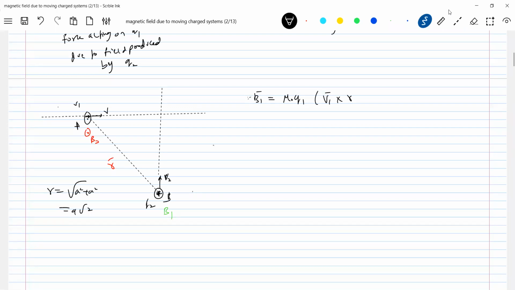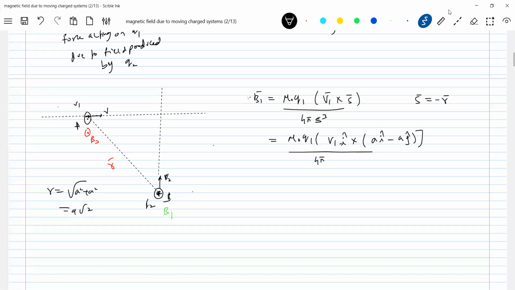This was earlier we defined R cap, no? So you define that as bar. Later on we'll change the symbol. 4 pi S cube. What is S bar? S bar should be minus of R bar. So V1 I cap. This should be minus A I cap plus A I cap minus A J cap.